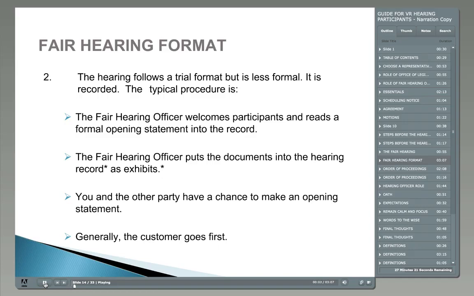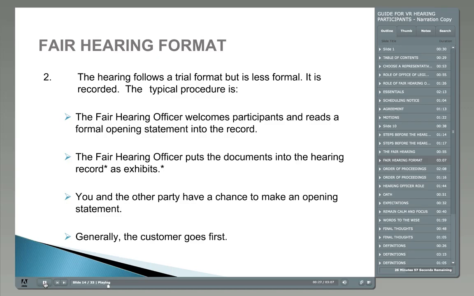So what's the format? These hearings are often termed quasi-judicial. And another way of saying that is that they're almost like a hearing in court, but they're a little less formal than that. And it follows roughly a trial format. It's recorded. The typical procedure is the fair hearing officer will welcome participants. They'll read a formal opening statement.